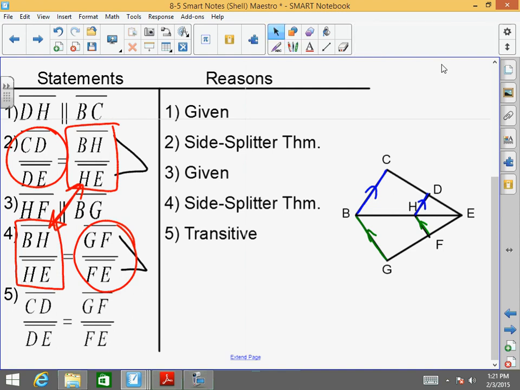Sir, my brother. We didn't use transitive in the previous because the proportions were not equal to the same proportional side. We replaced one segment with another segment. We substituted. Does that make sense? Thank you, my brother. We're all good here, my man?